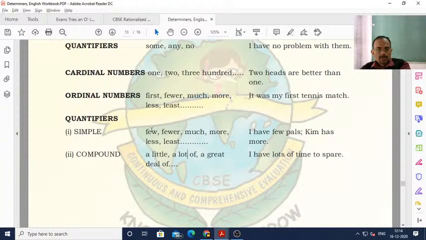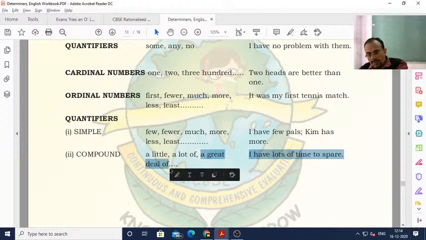So, simple quantifiers. Compound quantifiers are made of more than one word. For example, a lot of, a great deal of, a little. You can see here there is more than one word, no? So that is why they are called compound quantifiers. A great deal of is a phrase of more than one word, so that's why they are called compound quantifiers.